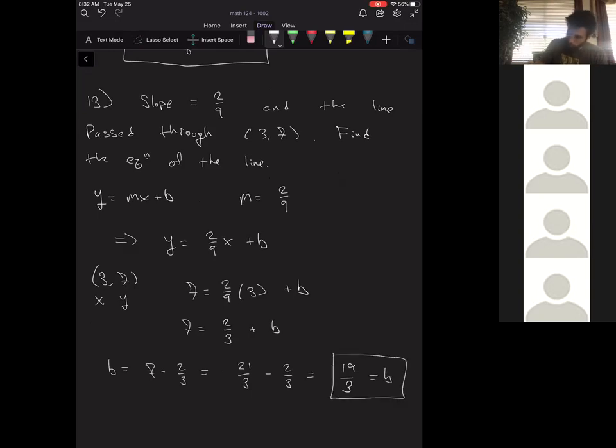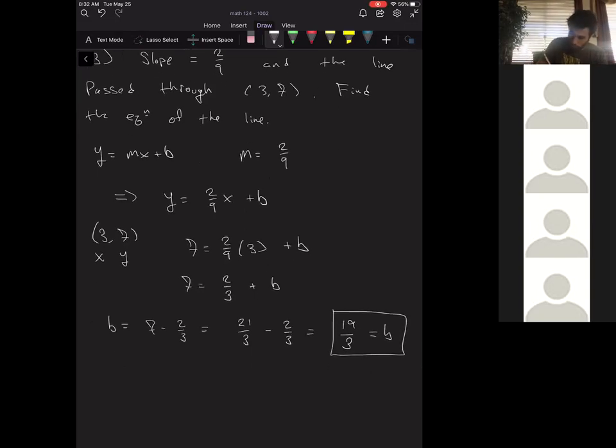So now we can complete the equation of the line. So now we know that we have y is equal to 2 over 9 x, and then we found out that our b was plus 19 over 3.